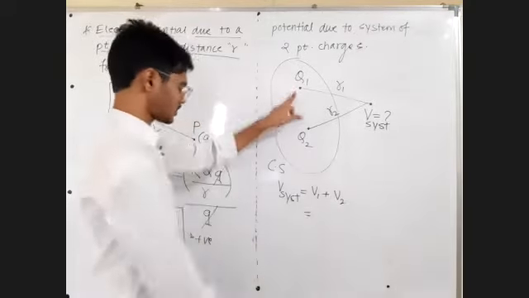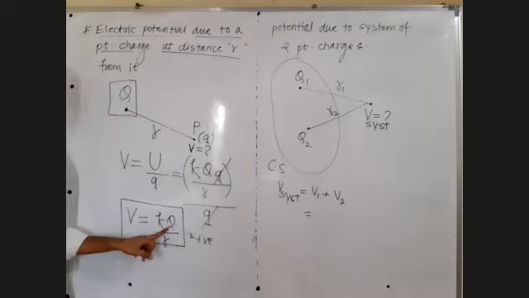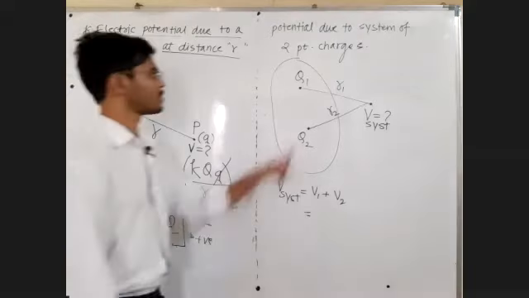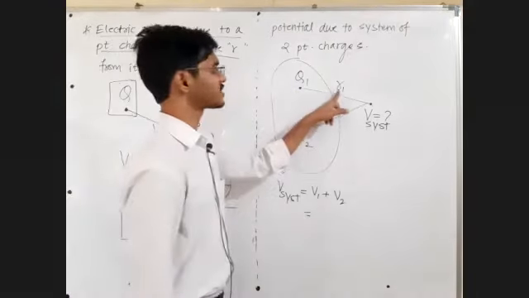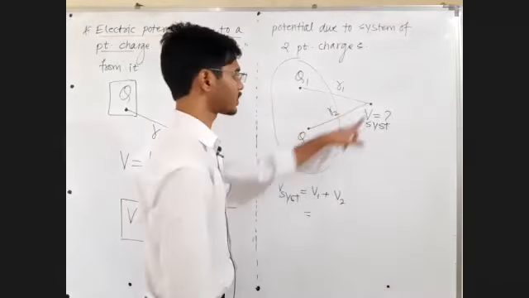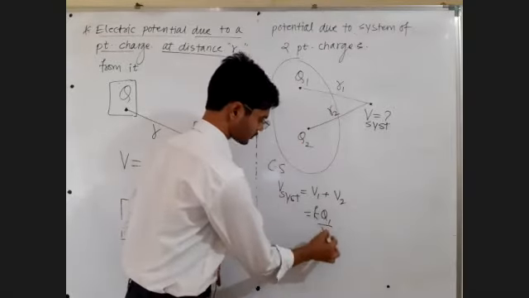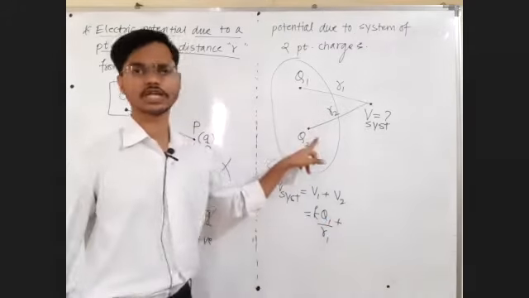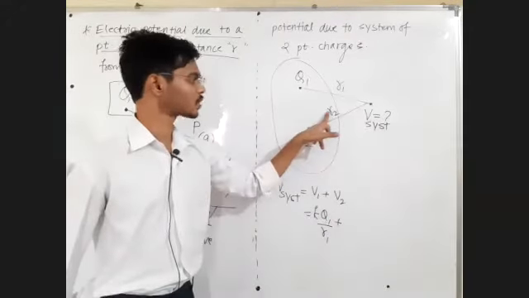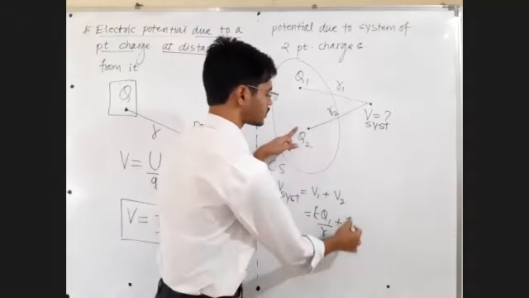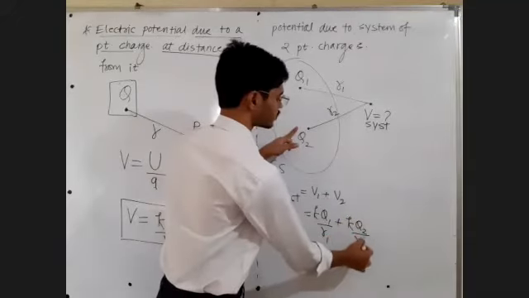Because of a point charge at distance R, what is the potential? KQ upon R. Because of the charge Q1 at distance R1, what will be the potential? V1, which will be KQ1 upon R1. Plus, because of the charge Q2 at distance R2, what will be the potential? V2. What will be that V2? K into Q2 upon R2.